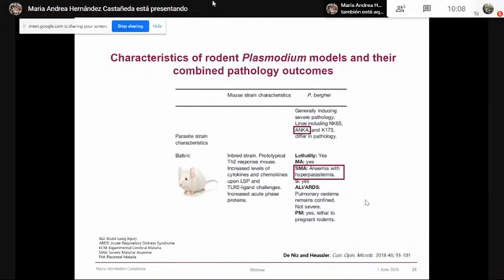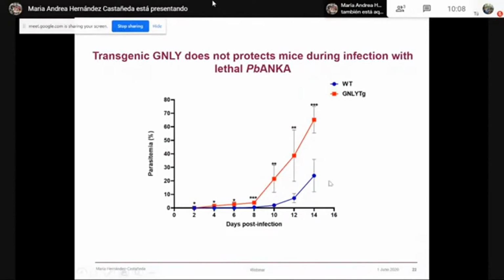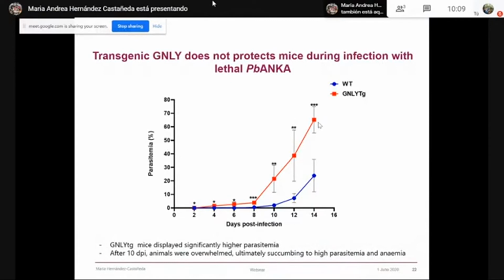Again, it infects BALB/c mice, and it causes anemia and hyperparasitemia. And we got this strain, also GFP tagged, from the Netherlands. So again, I have 5 animals, female wild type and female granulysin transgenic. And then here you can already see that the granulysin animals actually had higher parasites in the blood already at day 8, and at day 14 you see around 60% parasitemia in the blood. So here we see something completely different from what we saw in vitro.